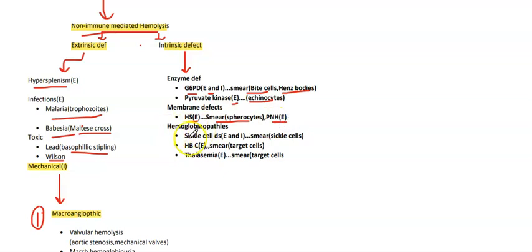Then we have hemoglobinopathies like sickle cell disease, HbC, and thalassemia. In sickle cell, on smear we have sickle cells, and both extravascular and intravascular hemolysis can occur. In HbC, we will have target cells on the smear, and in thalassemia we will also have target cells.